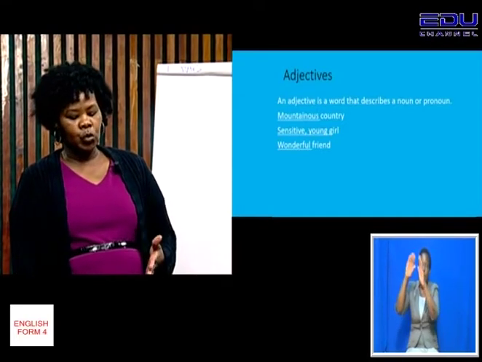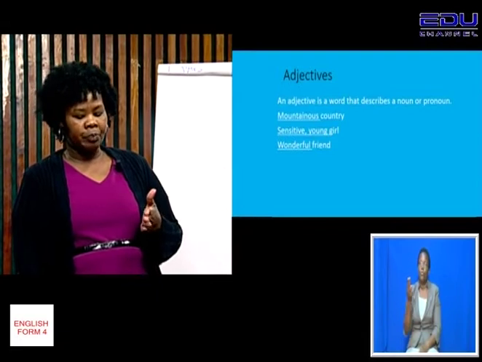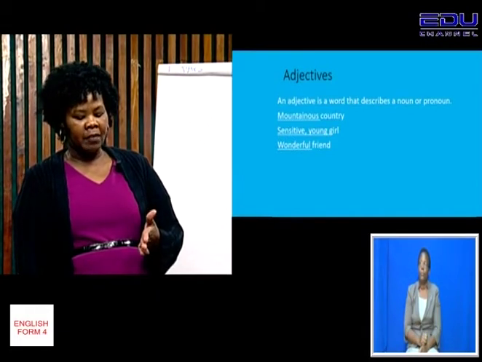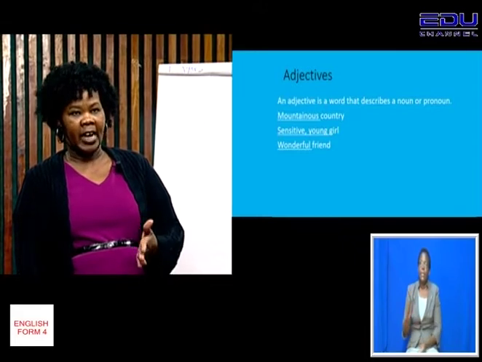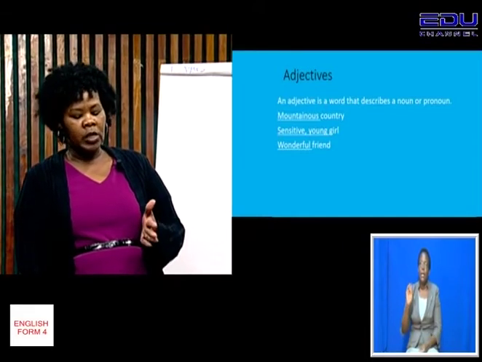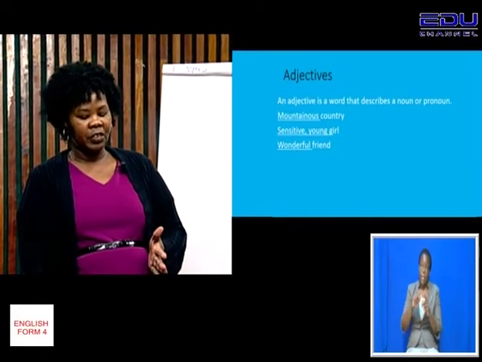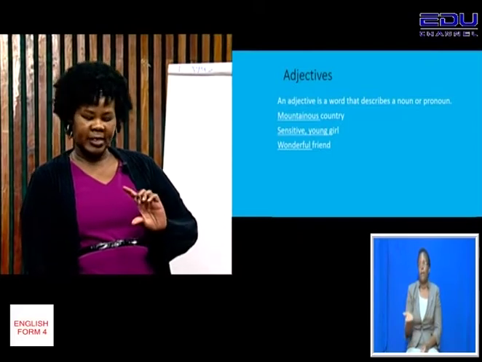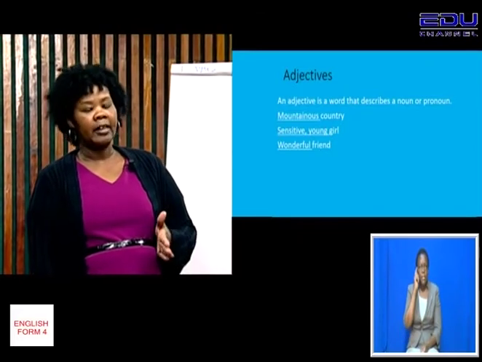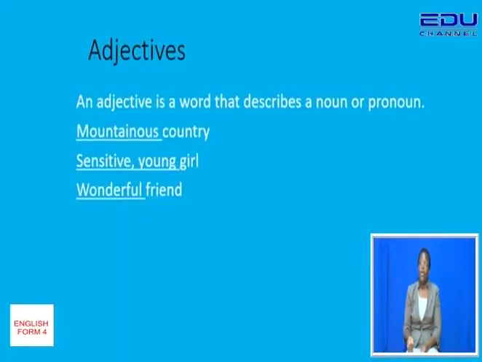Then number 2, we have the adjectives sensitive and young. Those two are adjectives. So it tells us what kind of a girl we have there, that she's sensitive, but she's also young. So that's describing the girl. Then we also have the adjective wonderful, and it's describing the kind of friend the person has. And maybe that word wonderful shows that he appreciates the friend.